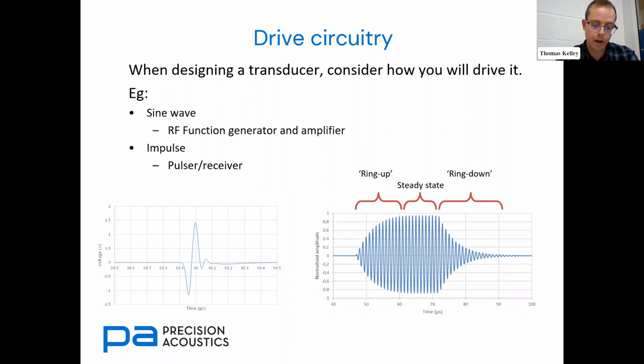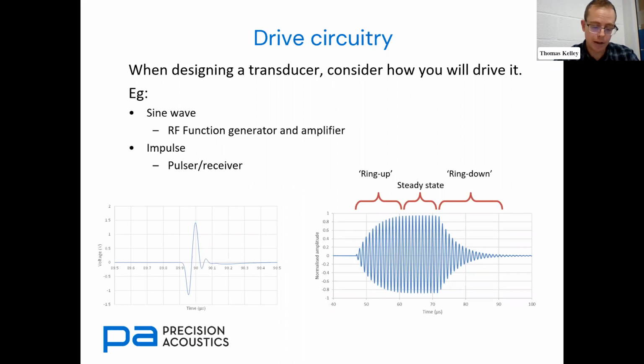So if we're looking for a short pulse for a time of flight measurement, then we probably wouldn't consider driving it this way. We may consider driving with an impulse to minimize the pulse duration. So the pulse over here on the left, for example, is the impulse response of a broadband transducer, and you can see that the entire pulse is over within 200 nanoseconds.